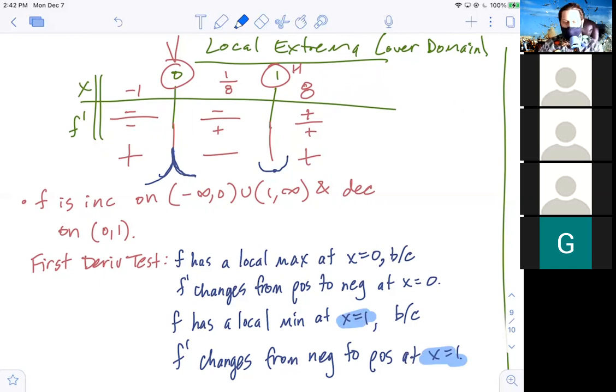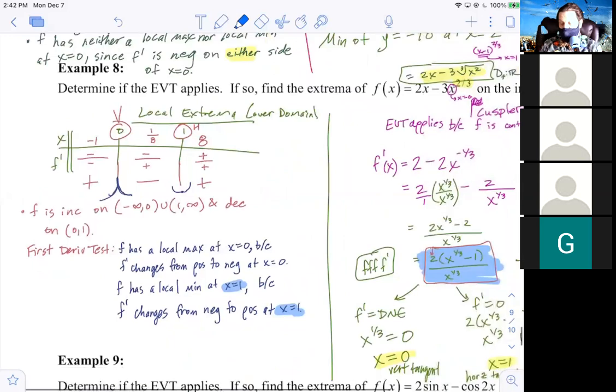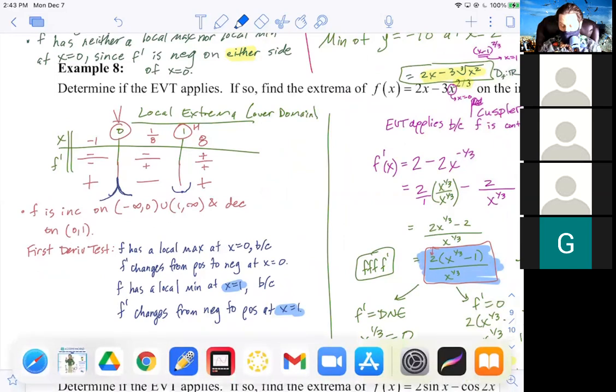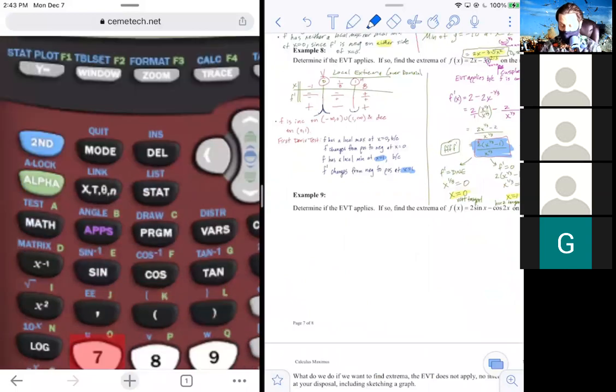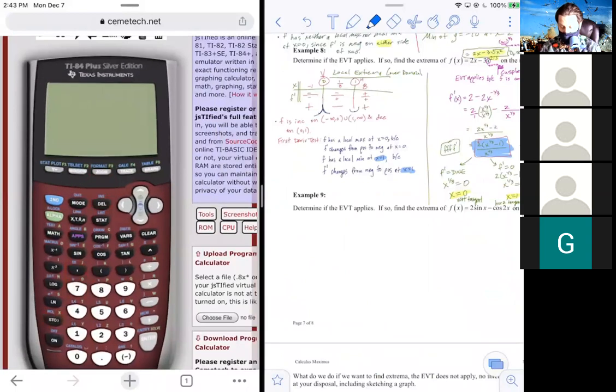Now, this would be a good time to verify visually from a graph, okay? We found a lot of information. So if you want to look on, you can. I'm going to pull the calculator up here.